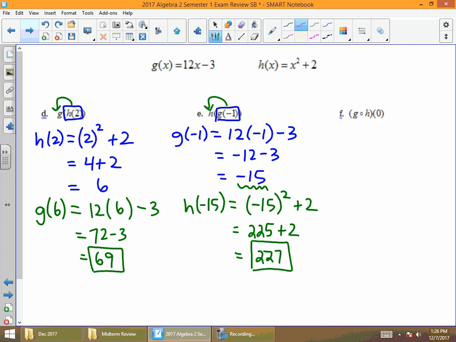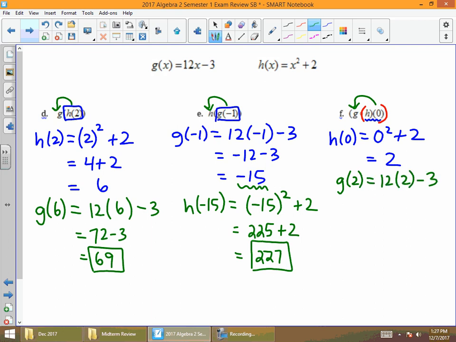F, even though it looks a little bit different with that open circle, is asking the same kind of question. Usually what I do is when I see that open circle, I draw a set of parentheses and then draw one at the end. And then it pretty much looks the same. So when I look at this, you're going to start with h of 0. So 0 squared plus 2 is going to get 2. And then that 2 is going to get plugged into g. So 12 times 2 minus 3. 24 minus 3 should end up with 21.